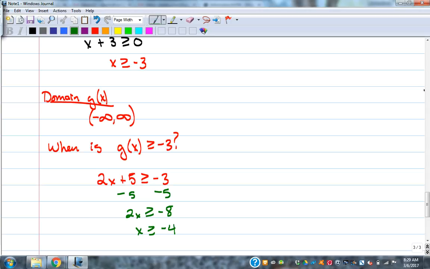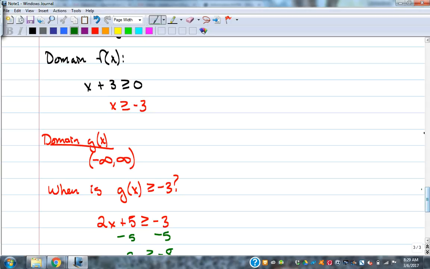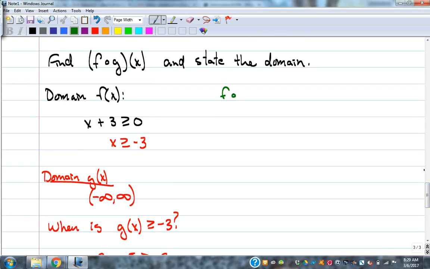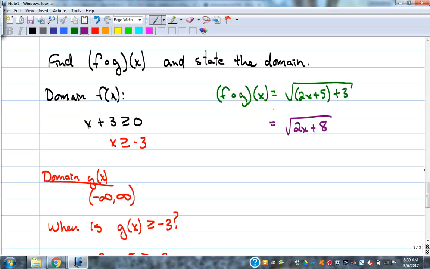Okay. Then let's go ahead and find the composition of those two functions. f composed with g of x. So inside of the f of x function, we're replacing x with the g of x function. So instead of x plus 3, it's 2x plus 5 plus 3. And combining like terms, that'd be 2x plus 8. So there's our composition, or our composite function.